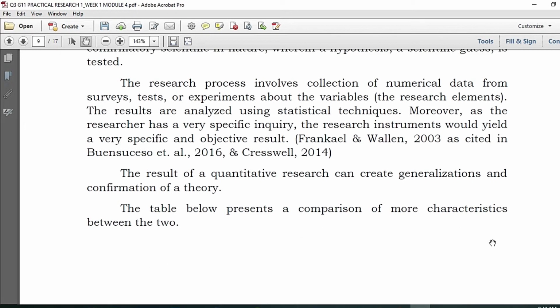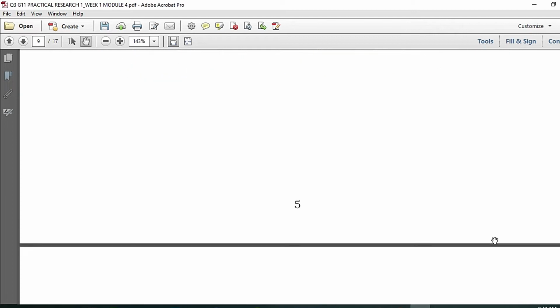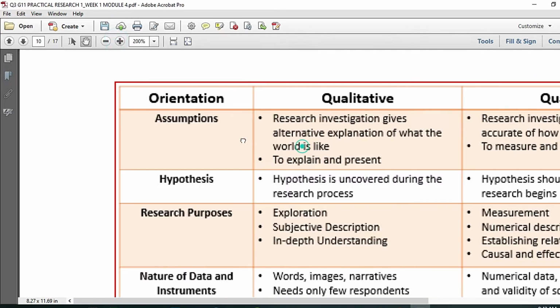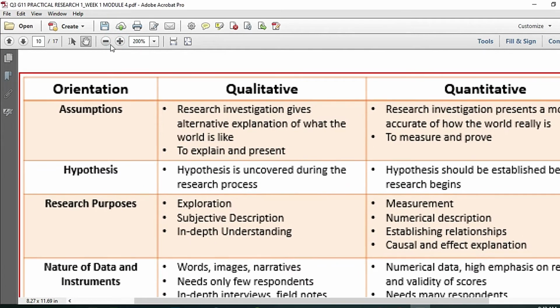Okay, the result of the quantitative research can create generalizations and confirmation of a theory. The table below presents a comparison of more characteristics of the two types of research. Okay, so here is the comparison of the two researches.